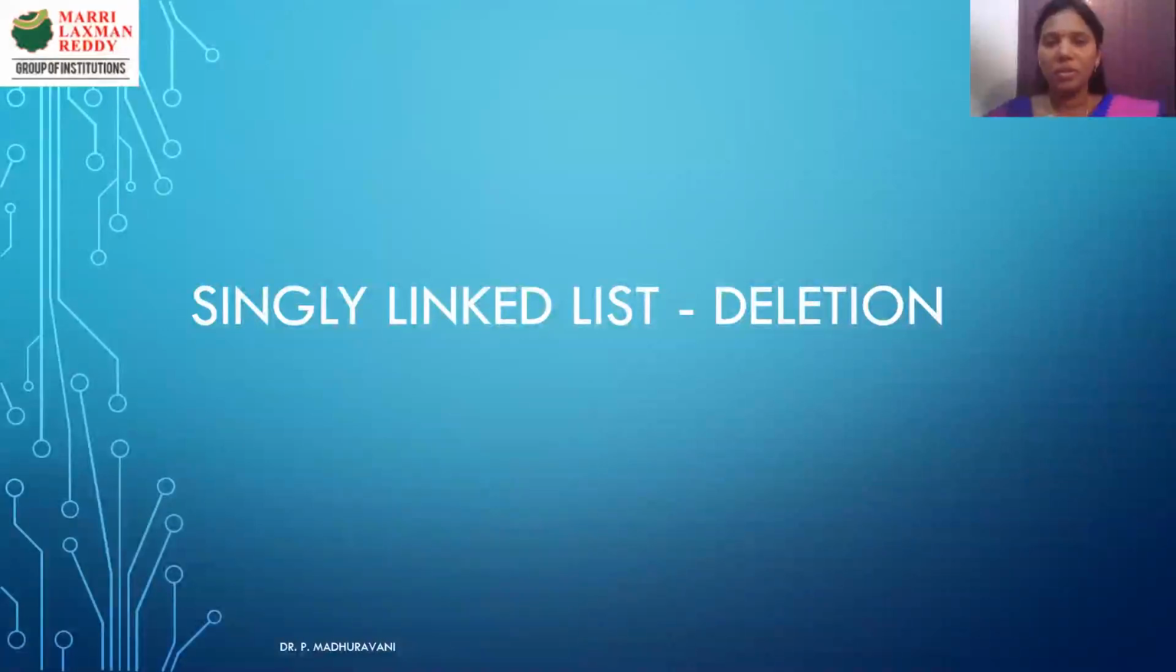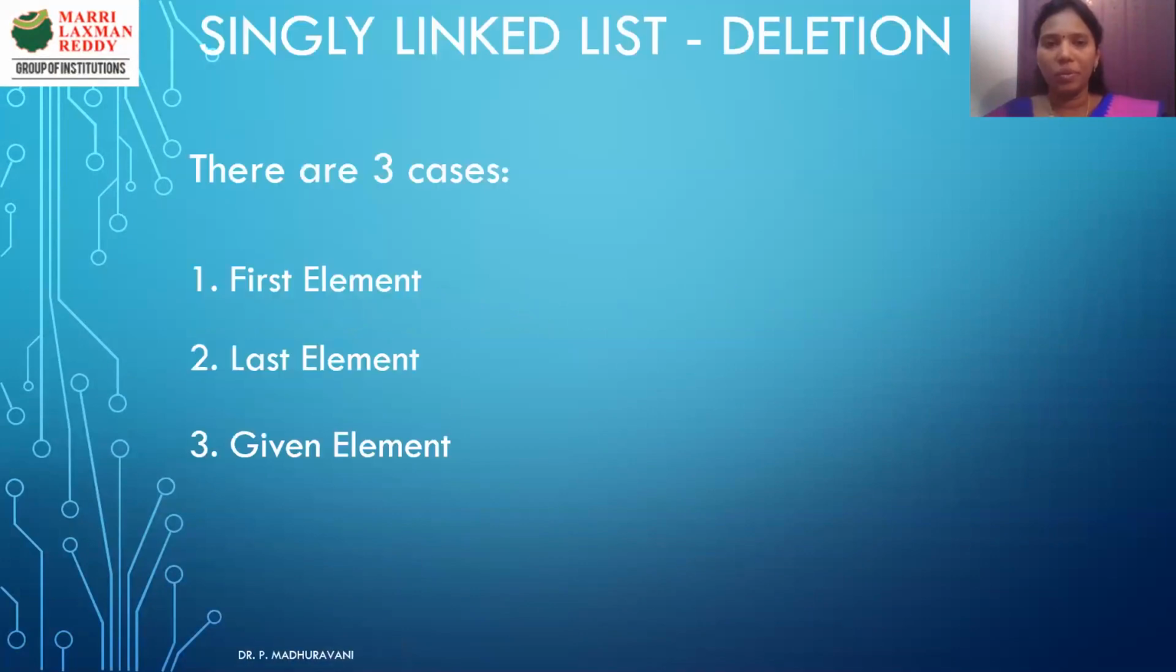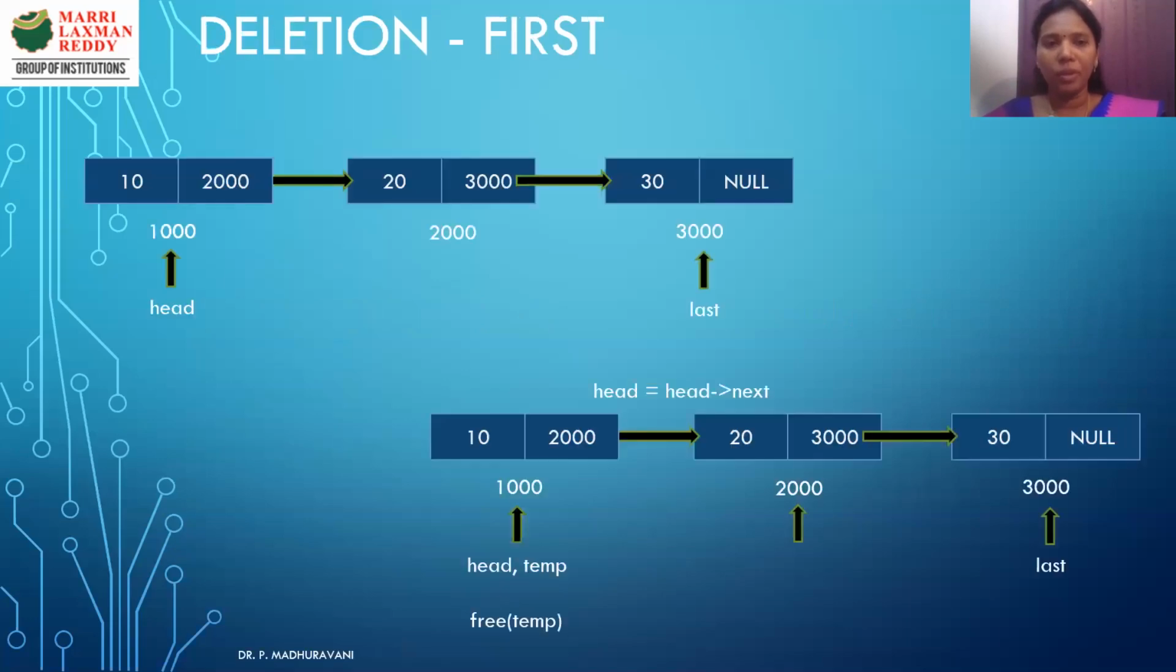Hope you understood the insertion operation on singly linked list. Let us discuss the deletion operation. There are three cases in performing the deletion operation. We can remove the first element, we can remove the last element, and also we can remove any other element. Take an example of a linked list with three nodes. With the first node, as usual, we are referring with the name head. The last node, we are referring with the name last.